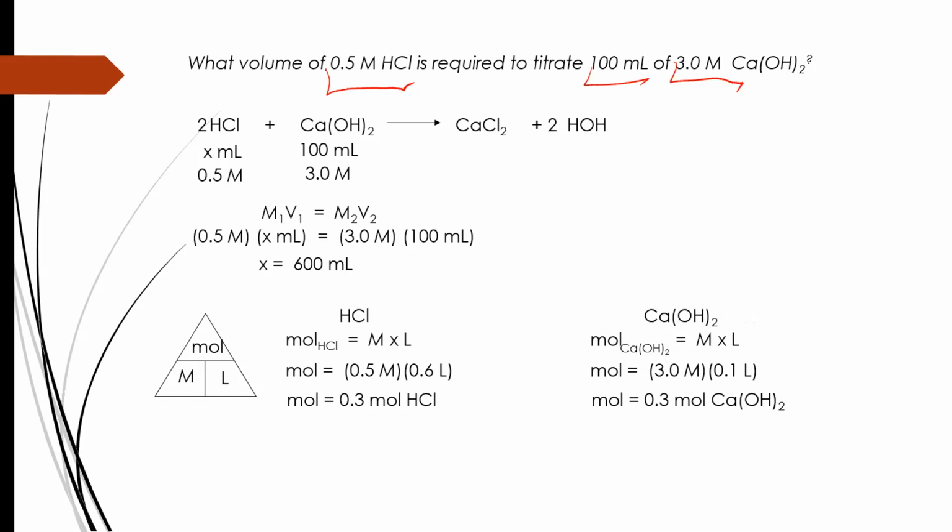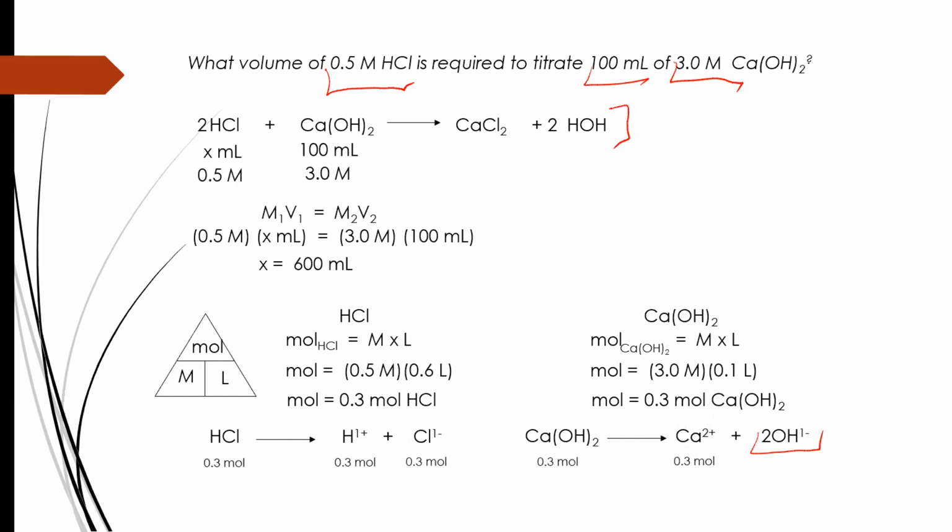But when we go back and we look at our reaction, it isn't a one-to-one. It doesn't just take one HCl to neutralize that one calcium hydroxide. It takes two of those HCls in order to neutralize that hydroxide. And that's because that calcium hydroxide produces two hydroxide ions for every one calcium hydroxide. So if we only put in 0.3 moles of each, we're not going to have enough in order to neutralize that reaction, because we have 0.6 moles of that one.